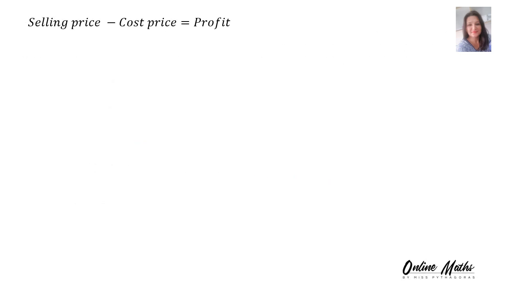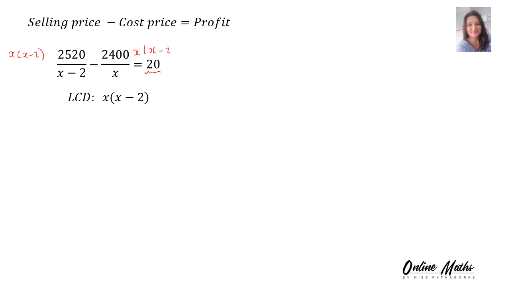Now, when we deal with money, it's always a formula: selling price minus cost price is equal to profit. So now we set up our equation. The selling price was 2,520 over X minus 2, minus the cost price, which is 2,400 over X, equals the profit, which is 20. You equate it to that profit. Then we find the LCD, which is X bracket X minus 2. What do we do with the LCD? We multiply every term individually by X bracket X minus 2.